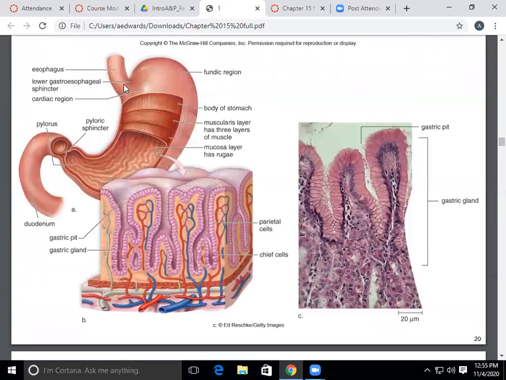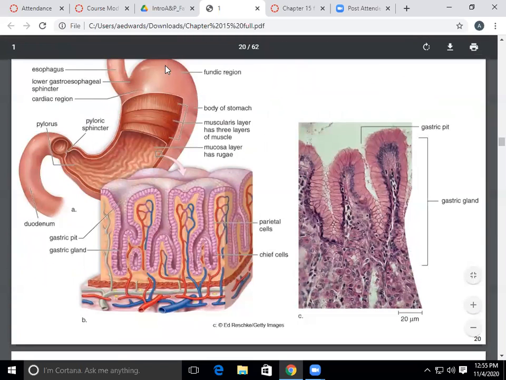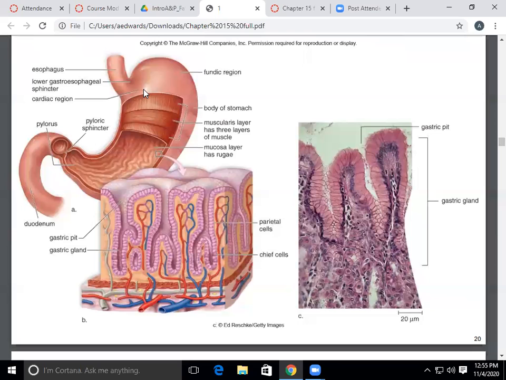All right, so here's a picture of the stomach. So toward the superior end of the stomach, you have what we call the fundic region. All right. So just a little inferior from the fundic region is your cardiac region. Part of that's because your heart's kind of sitting or pointing down onto the stomach there. Okay. So we call that the cardiac region.